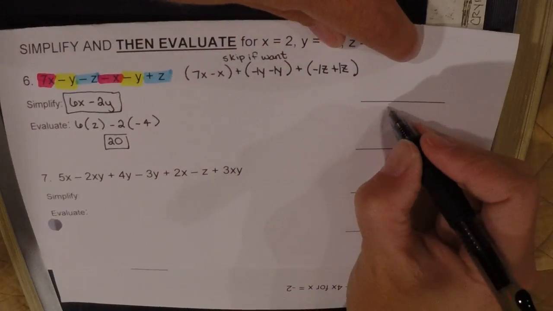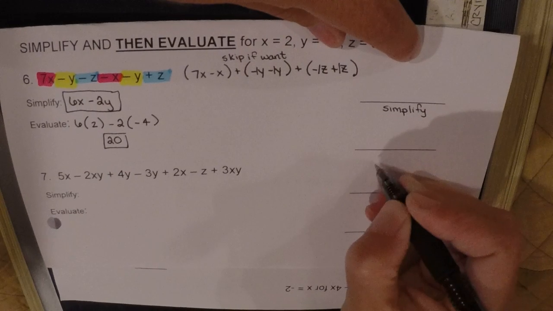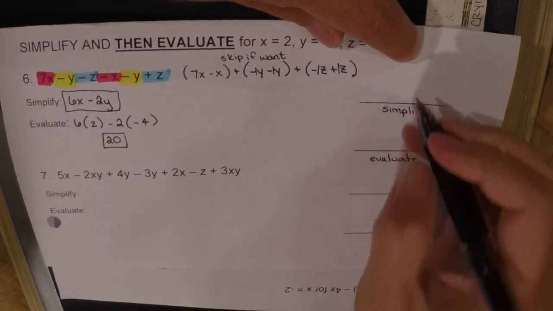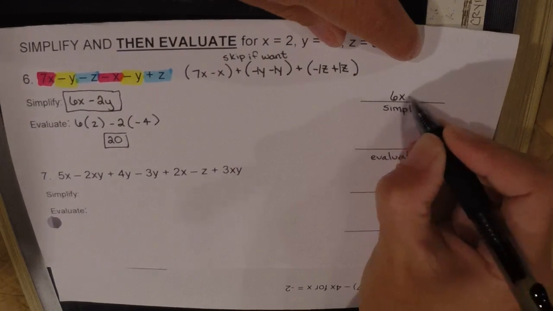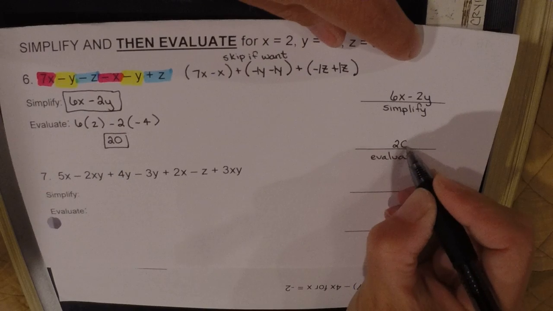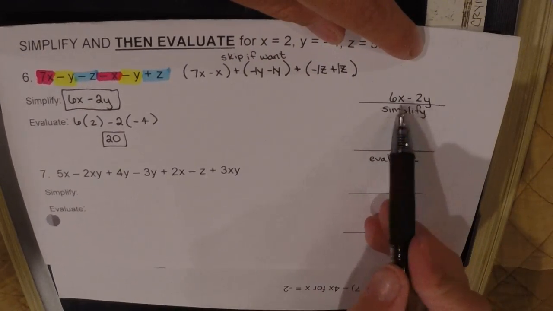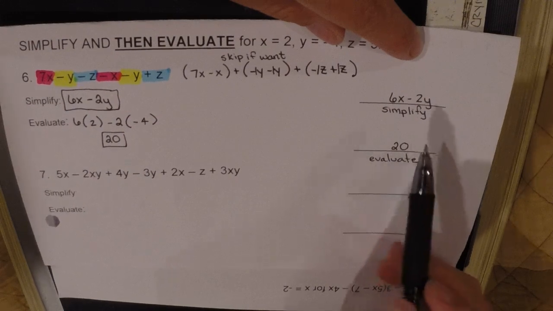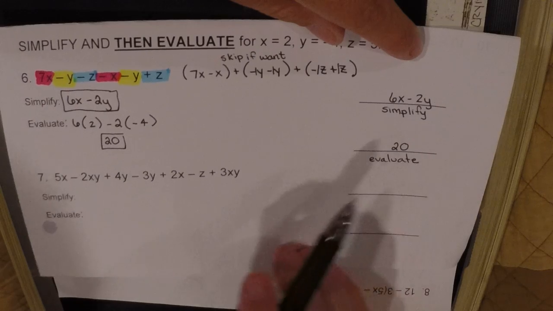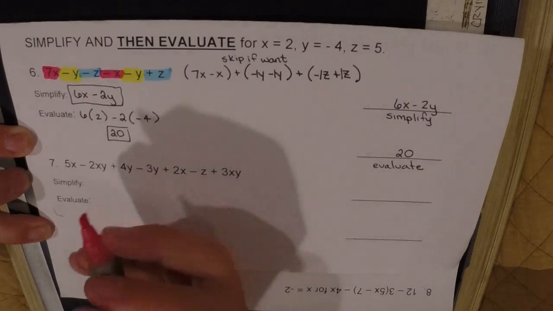So I've left you 2 boxes over here, or 2 lines. This first one is going to be for the simplify part, and the second part's going to be for the evaluate part. So this is going to be the 6x minus 2y, and this part's going to be for what you got once you evaluated. And the reason for that is that if you end up getting this wrong, this is going to come out wrong, so I want to check this first before we do this part. Okay. So I'll highlight number 7 for you, but I want you guys to do it on your own.